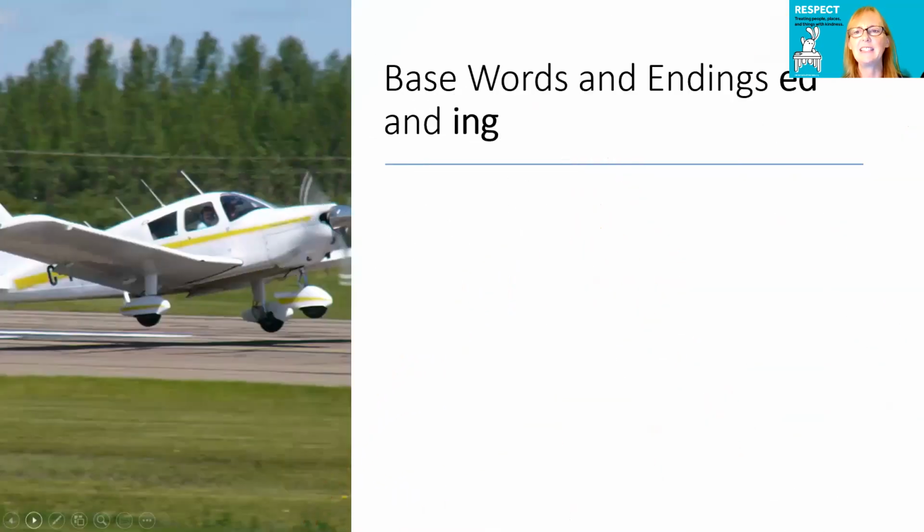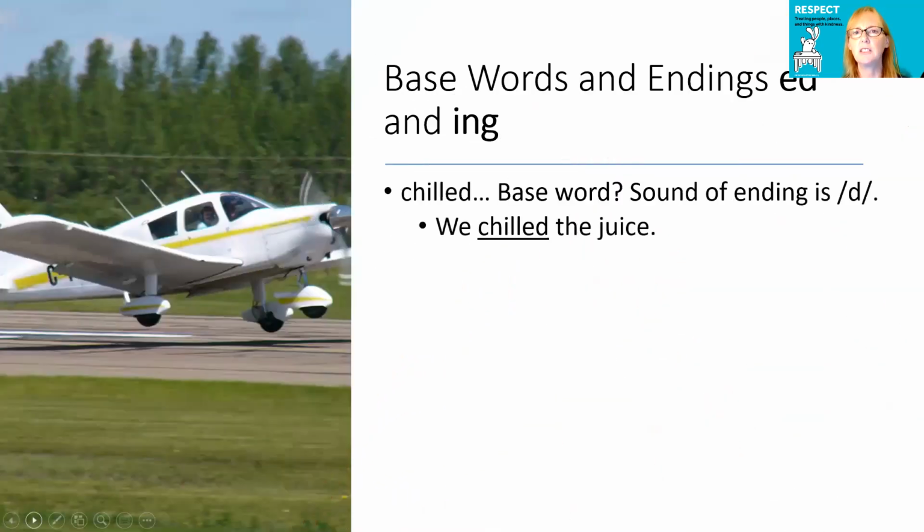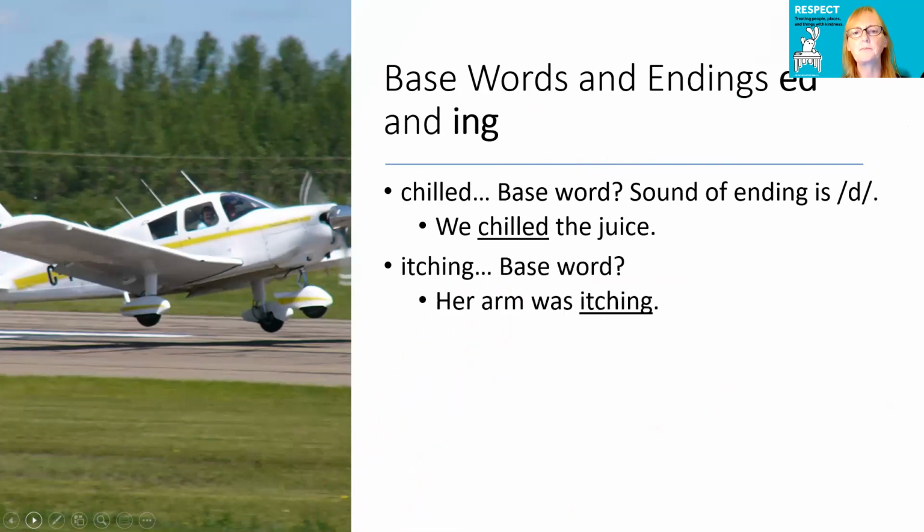Base words and endings, ed and ing still. Chilled, base word, chill, starting with the consonant digraph, ch, making one sound. I, and then l, that double L, and then chilled. We only hear the d sound, but we're going to put in ed. We chilled the juice.